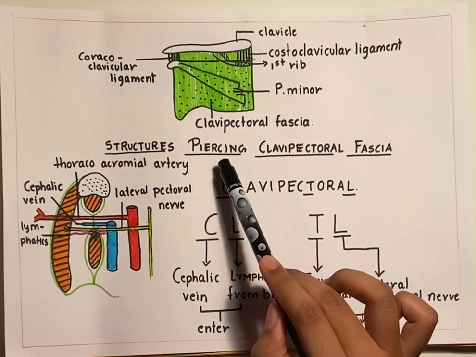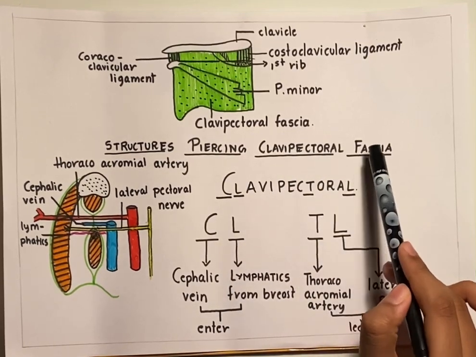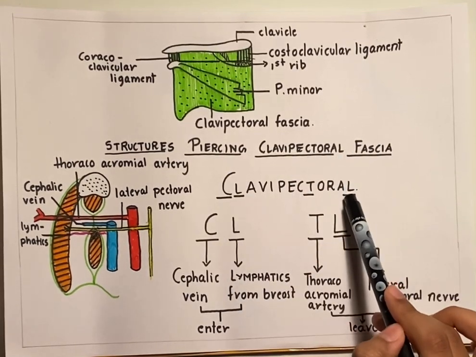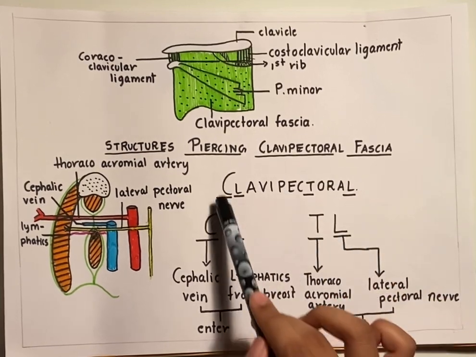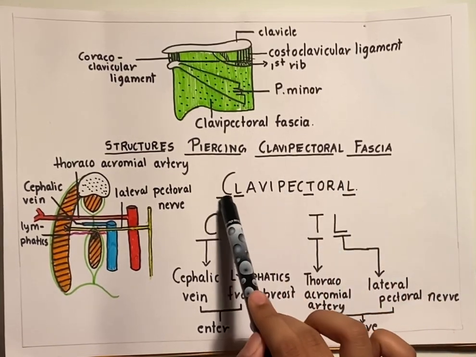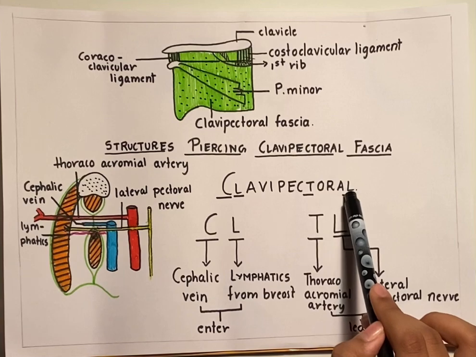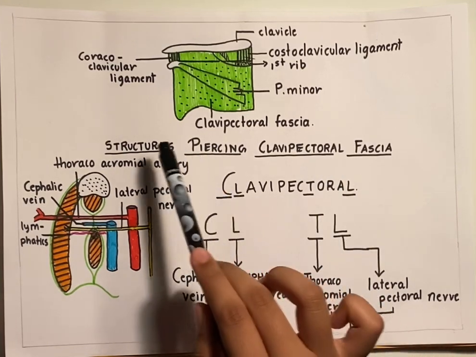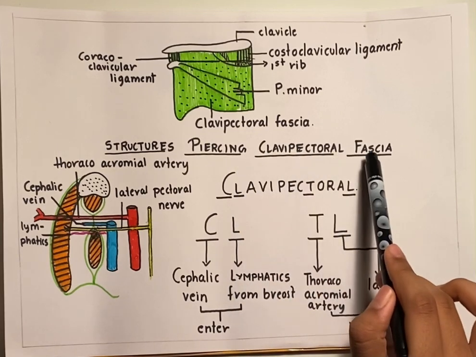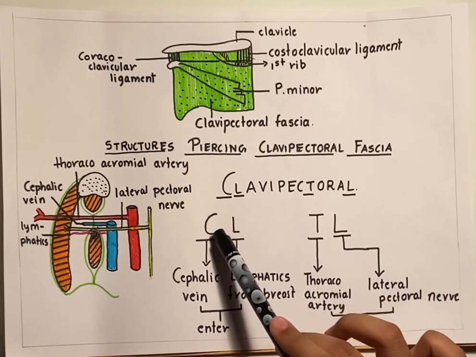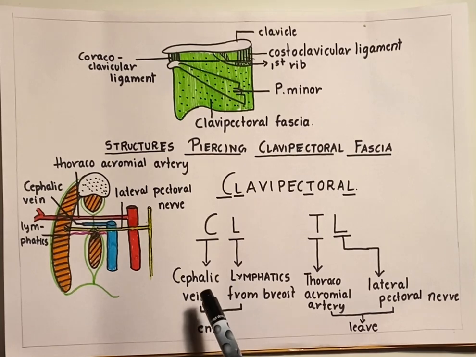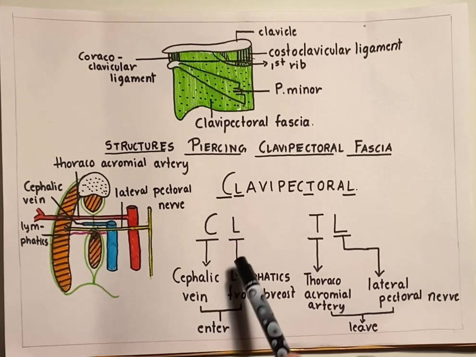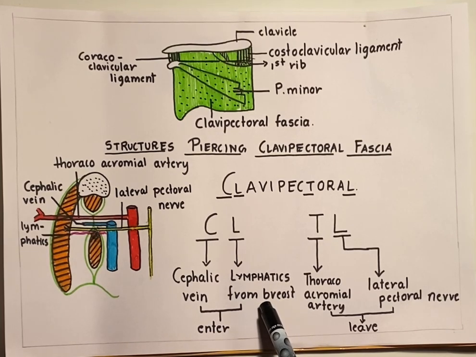The structures piercing the clavipectoral fascia can be memorized with the help of the word clavipectoral. In the word clavipectoral, we have C, L, T, L. With the help of these four alphabets, you can remember the structures piercing the clavipectoral fascia. The C here stands for the cephalic vein, which drains into the axillary vein. The L stands for the lymphatics from breast, which drain into the apical group of lymph nodes.